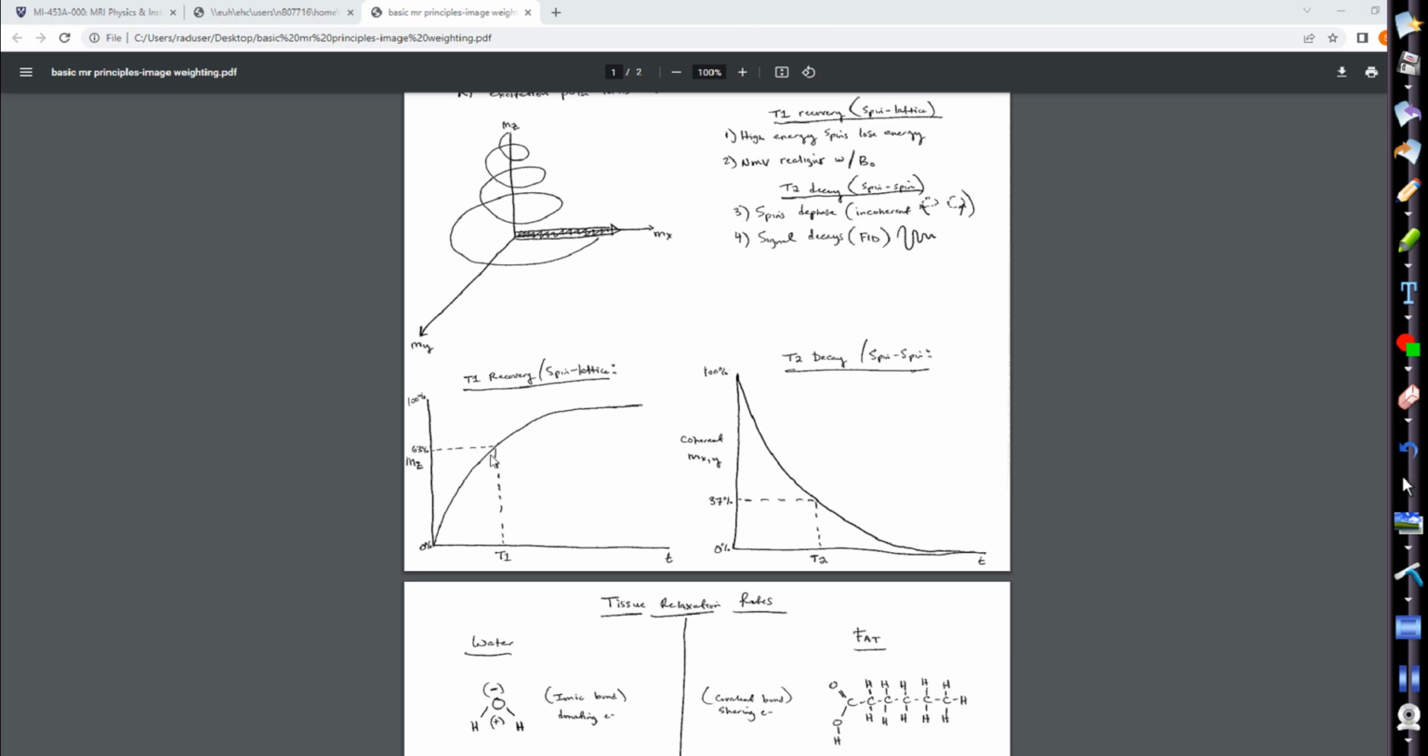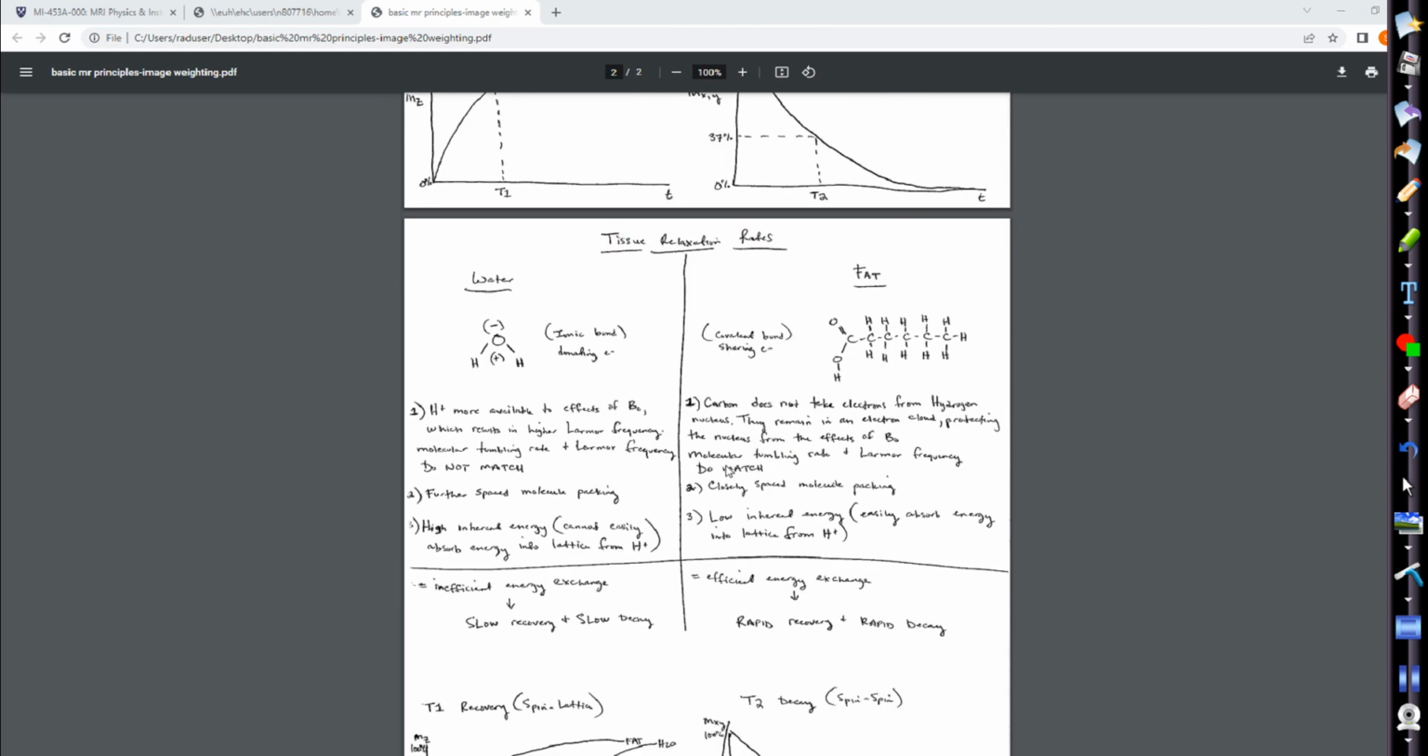Okay? So that's how we get these two numbers. And it's important that you remember these two percentages in terms of fully decayed, fully recovered. All right. So in the book and on the registry, they like to talk about two specific tissues, fat and water, because they're on the complete opposite ends of the spectrum, just due to their molecular makeup.